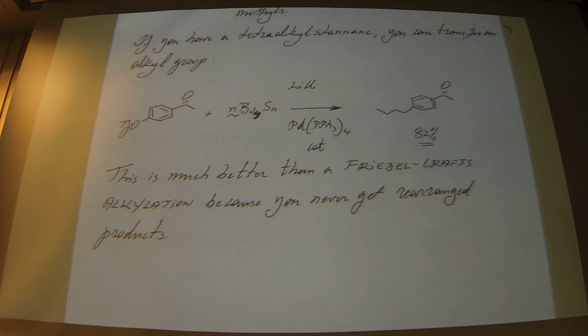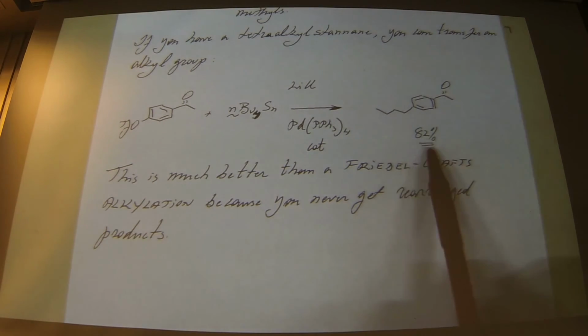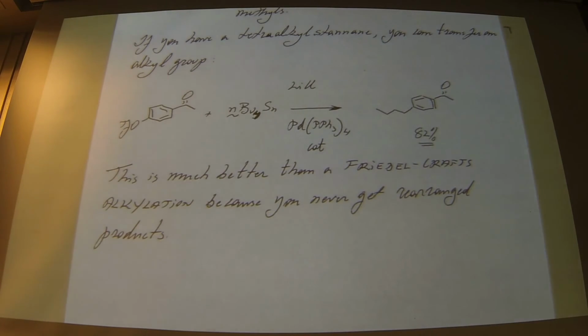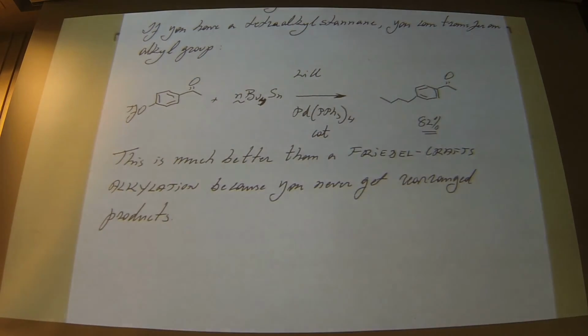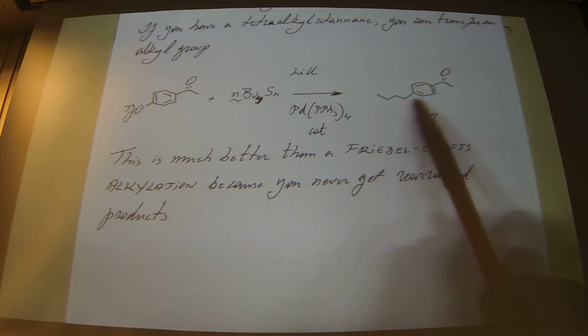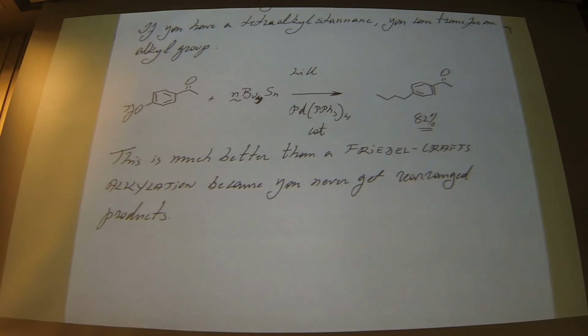You don't get that here. It also gives you a very good yield. It gives you 82%. Now that surprises. Why should that be surprising? So this is much better than the Friedel-Crafts alkylation. Okay, we can see that. But why? Why am I surprised at all that this works as well as it does?